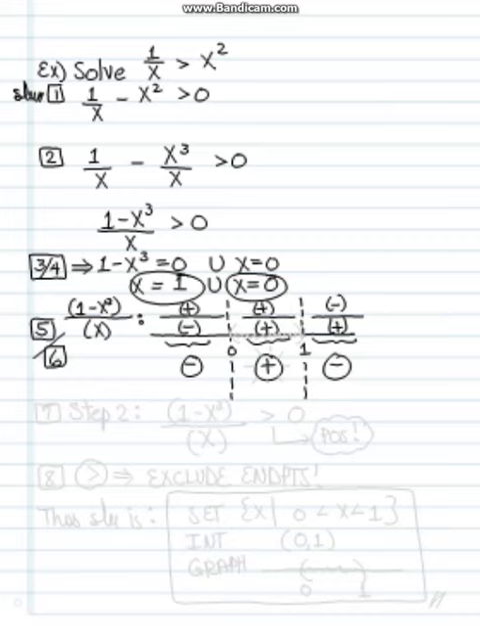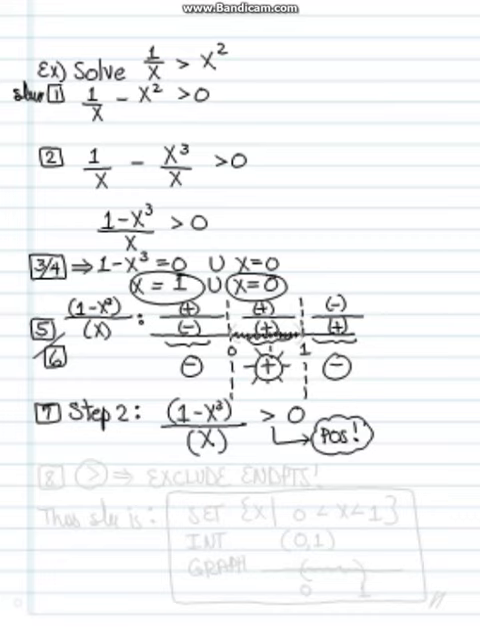Okay, step 7. We are going to go back to step 2, which is 1 minus x cubed in parentheses over x. And we saw back there in step 2 that that is greater than 0. Now, to be greater than 0 means you're positive. So we're only going to shade the regions that have a positive result for the entire fraction. That happens in the middle region, where we have a positive, greater than 0. So we're only interested in the middle region.